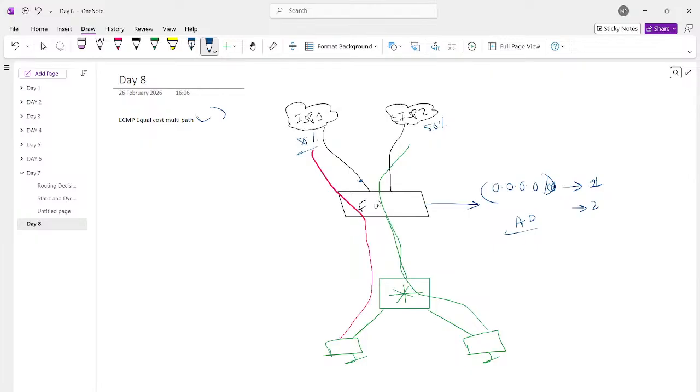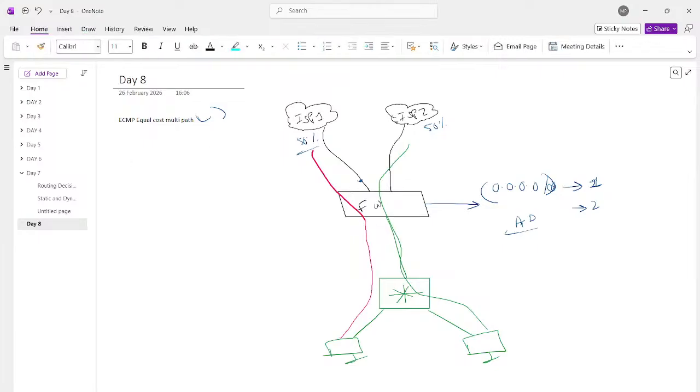Suppose there is a scenario where you have two routes on your FortiGate firewall to your ISPs. What will happen? Let us see. Now assume I am having this scenario. I am having a default route /0, with the default AD value of 10, pointing towards ISP1. Then I am having another default route /0, and this time I am having an AD value of 20 or 15, whatever, pointing to ISP2.